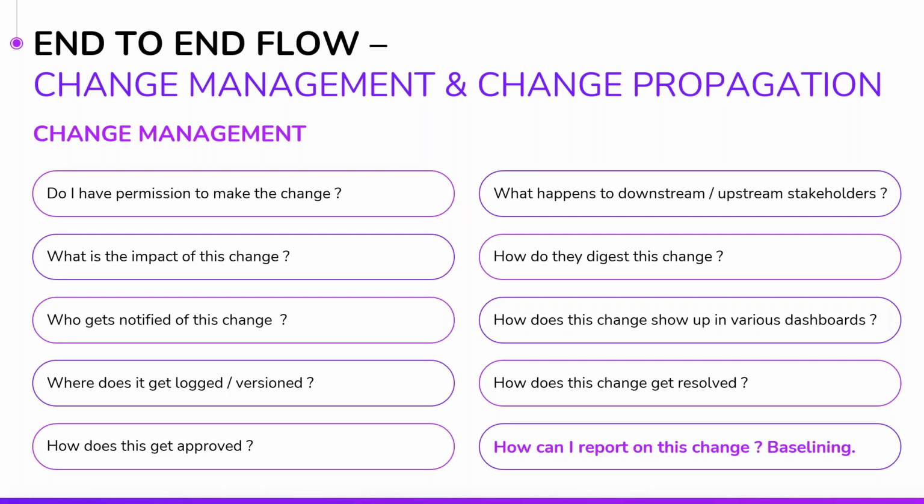Is there a new version that gets created? You want to know who gets to approve the next version. You want to know the upstream, downstream impact, and will they digest the change? Have they digested the change, right? How does the change show up in different dashboards? How will it get resolved, right? How can I report on this change?